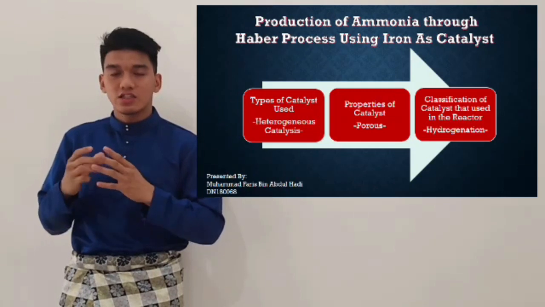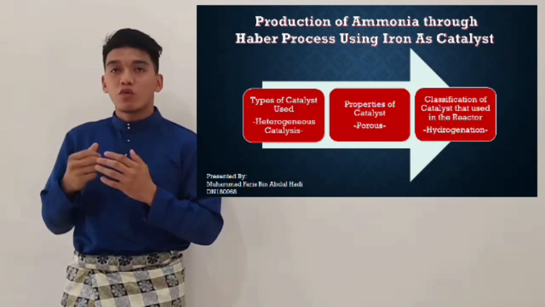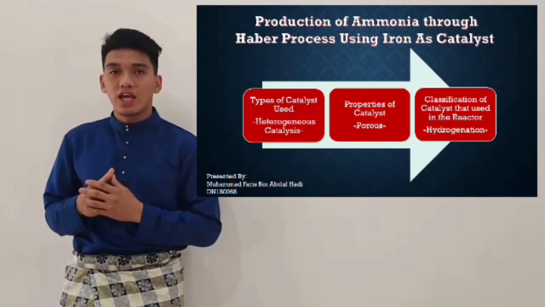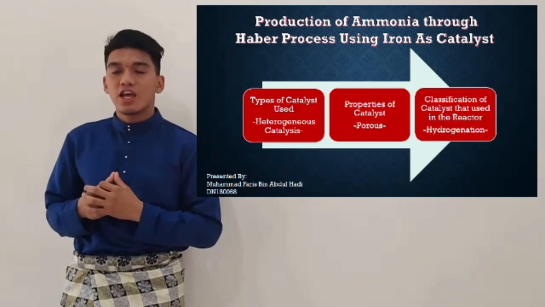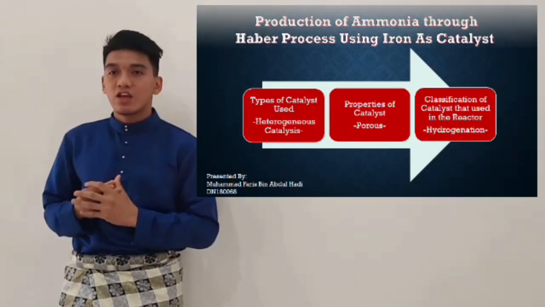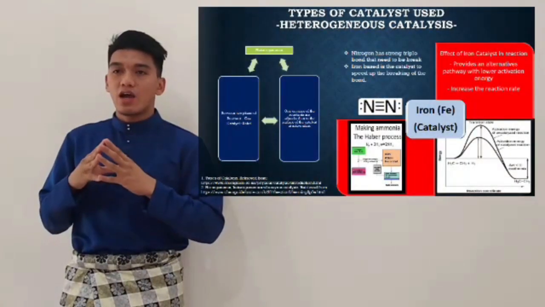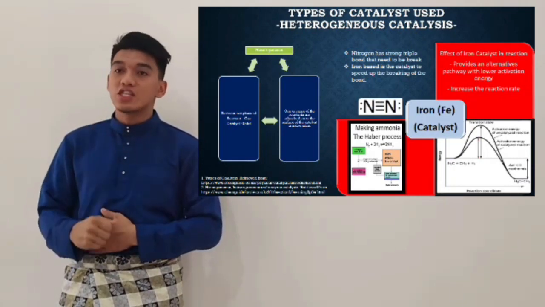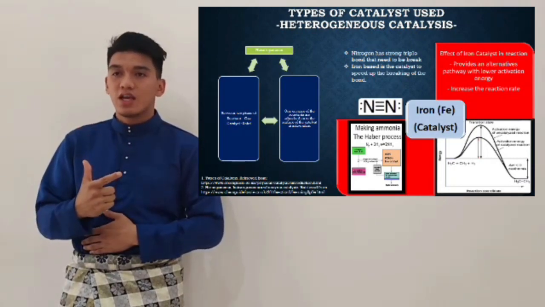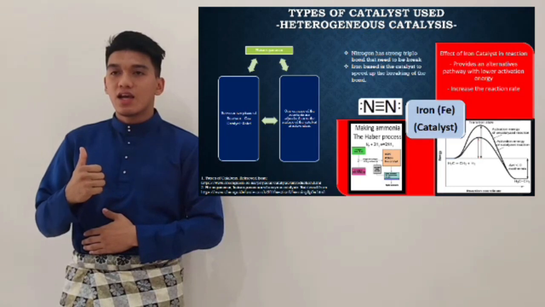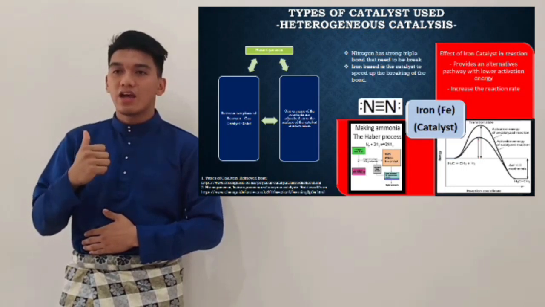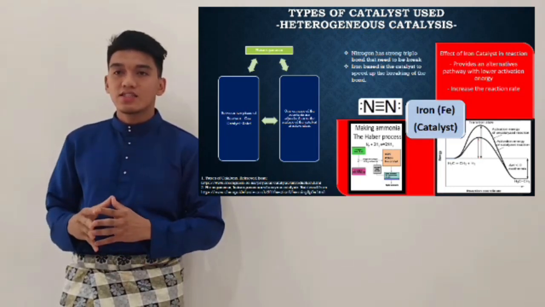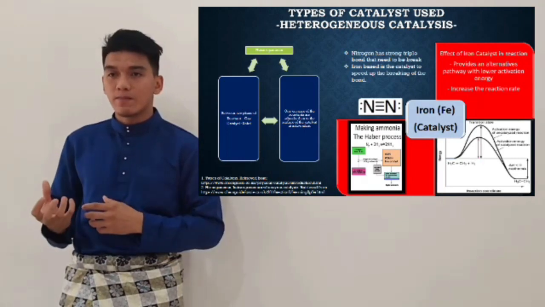For the title that we chose, which is production of ammonia by Haber process using iron as a catalyst. So an iron catalyst is selected that will be used in the industrial process, which is ammonia synthesis. Catalysts can be divided into two types, which are heterogeneous and homogeneous. So this iron catalyst is a heterogeneous catalyst. The catalyst is in a different phase from the reactor.